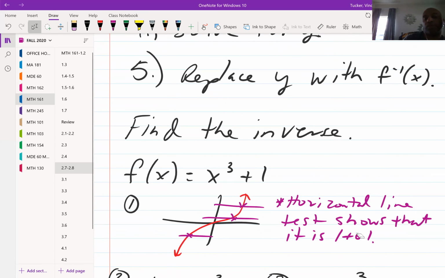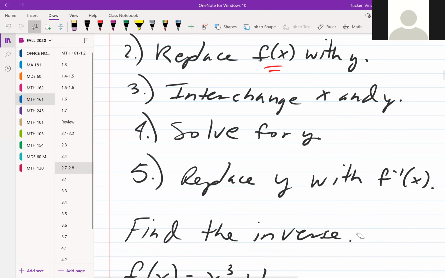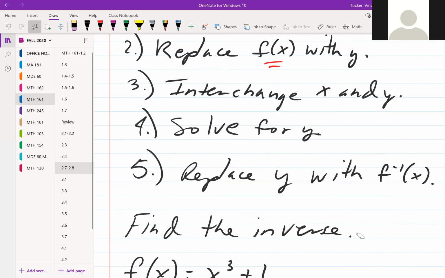All right. So the first one, want to find the inverse of x cubed plus 1. Sorry, can you go up a little bit? Mm-hmm. Let me know if I didn't go up far enough. Okay, that's good.